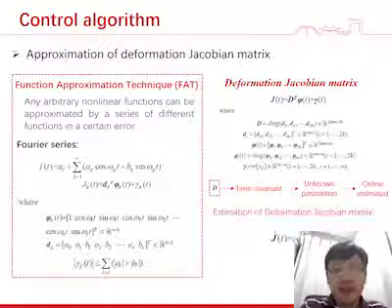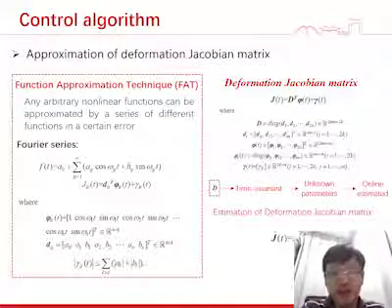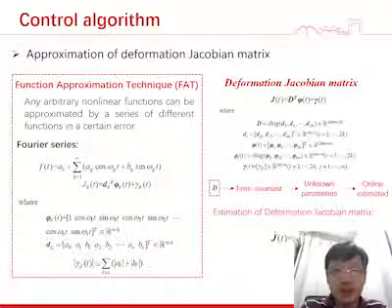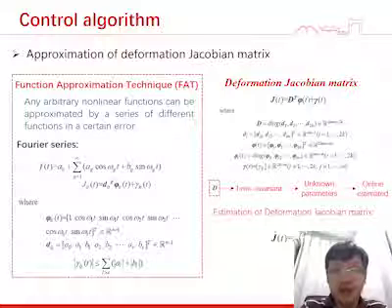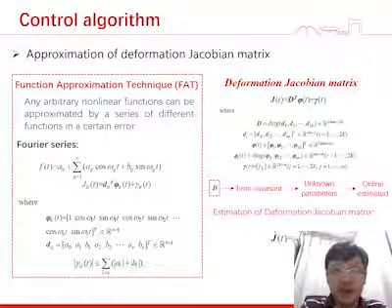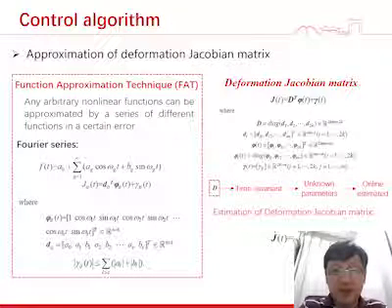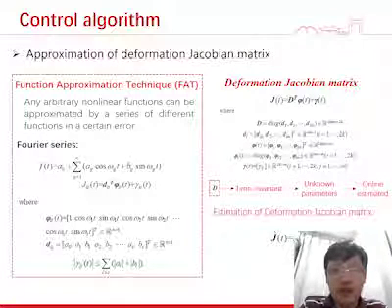The main idea of FAT is that any arbitrary nonlinear function can be approximated by a series of different functions in a certain area. Here is an example of using a Fourier series; a Taylor series and a Lagrange series also work. We use the weighted basis function to approximate each element of the DGM, and the DGM can be rewritten in the following form. Notice that the coefficient matrix D is time invariant, so we can treat it as the unknown parameters to be adaptively estimated.